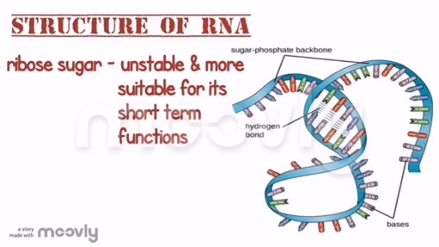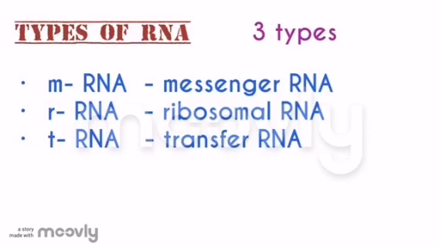group. The presence of ribose sugar makes RNA relatively unstable, and makes it more suitable for its short-term functions. RNA's specific pyrimidine, uracil, forms a complementary base pair with adenine, and is used instead of the thymine used in DNA. Types of RNA: they are mRNA, rRNA, and tRNA.